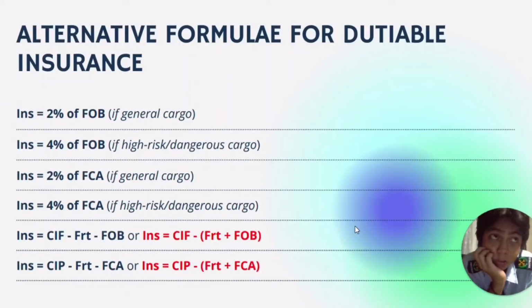Good evening, sir. Good evening, classmates. I will be reporting the dutiable insurance. Alternative formulas for dutiable insurance: Insurance equals 2% of FOB if general cargo. Insurance equals 4% of FOB if high-risk dangerous cargo.